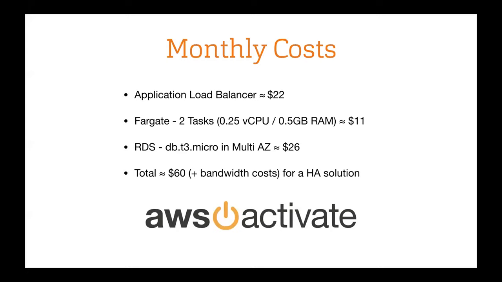That's about $11 a month. And RDS, for Postgres, we run it on a T3 micro, which is a small instance that supports encryption. And we run that in both availability zones for $26 a month. So it's about $60 a month or thereabouts for a fully resilient HA solution. And you can't argue with that.